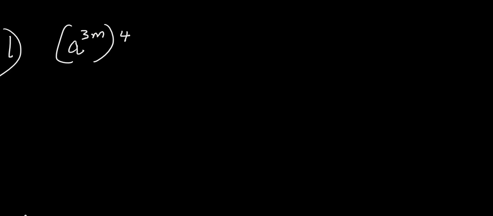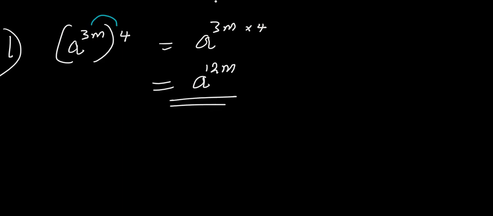Question L, we have a exponent 3m in parentheses, exponent 4. So distribute this, use this to multiply the 4, and you're going to have a exponent 3m times 4. And this is going to give you a exponent 12m. Final answer.